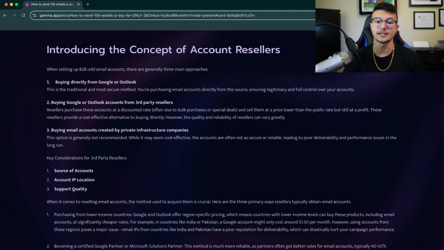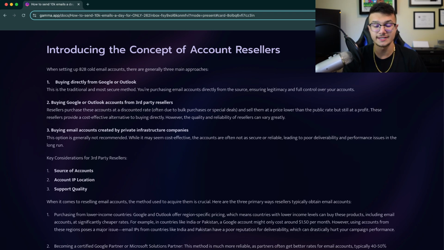Now, there's a second approach you can take where you can buy Google or Outlook accounts from third-party resellers. And essentially what that means is that these resellers go out and purchase these accounts at a discounted rate. And this is often due to bulk purchases or special deals. And then they get to sell them at a lower price than the public rate, but still at a profit.